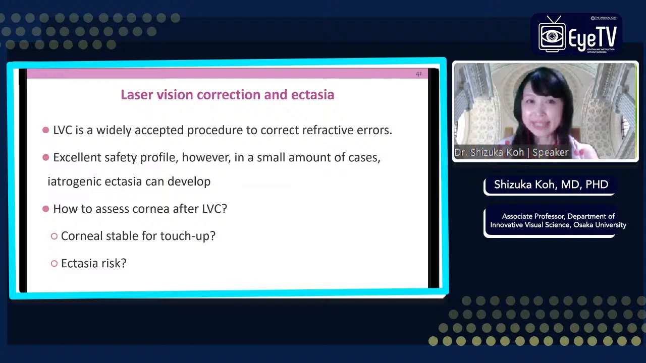Another topic is laser vision correction and ectasia. As you know, laser vision correction is a widely accepted procedure to correct refractive errors. Generally, it provides an excellent safety profile. However, in a small number of cases, iatrogenic ectasia can develop. Then, how can we assess the cornea after LVC? There is no objective criteria.